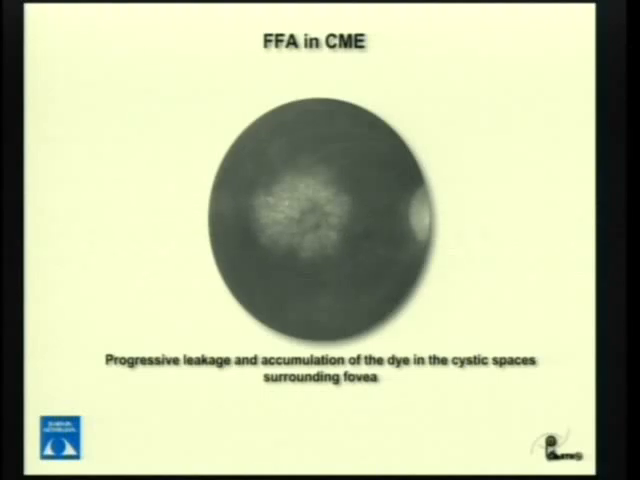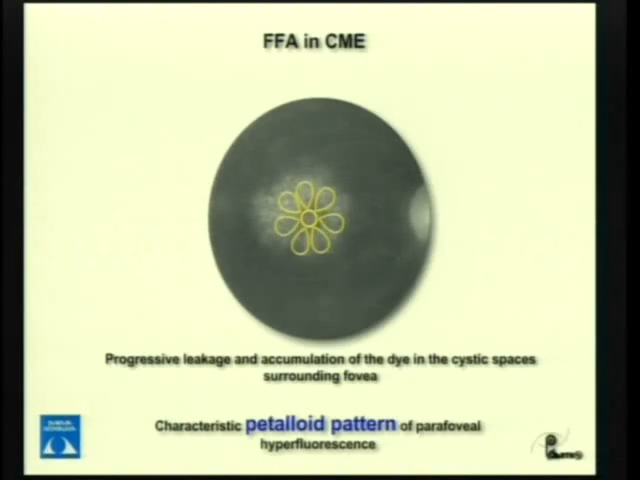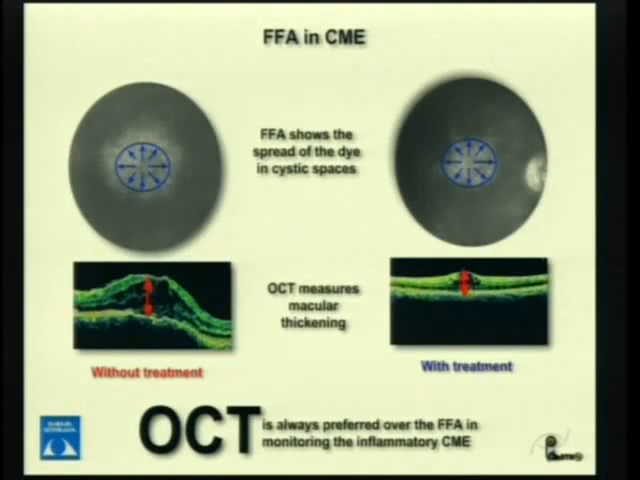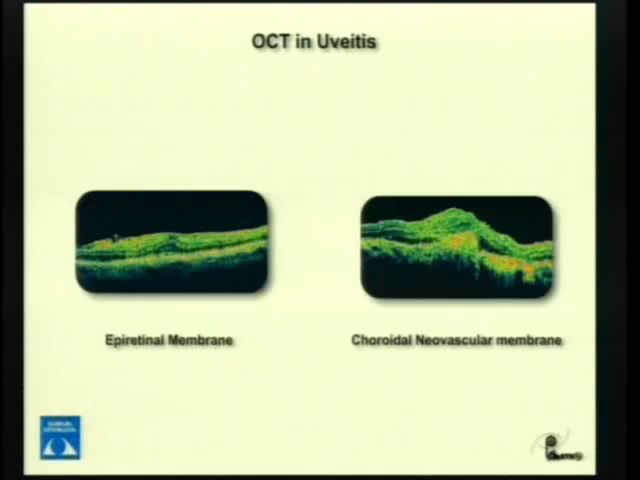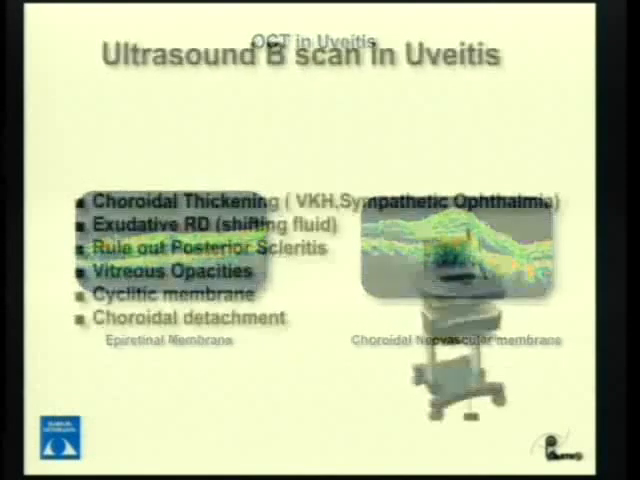The fundus fluorescein angiography also helps us in CME, which shows progressive leakage and accumulation of the dye and shows the classical petaloid appearance. While evaluating a case of cystoid macular edema, OCT is always preferred. I'll tell you the reason. See, this is a case without treatment and this is after treatment. See the extent of the dye accumulation. The spread of the dye is almost the same, but see the OCT. So the OCT helps us to measure the macular thickness properly. So it's very helpful. OCT is also helpful in epiretinal membrane and choroidal neovascular membrane.